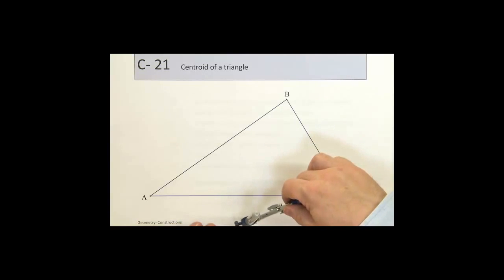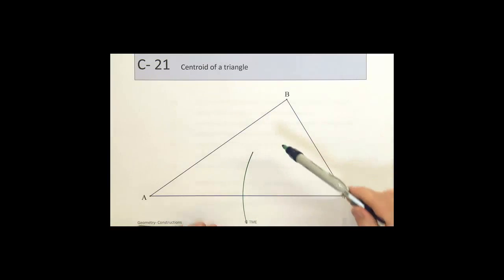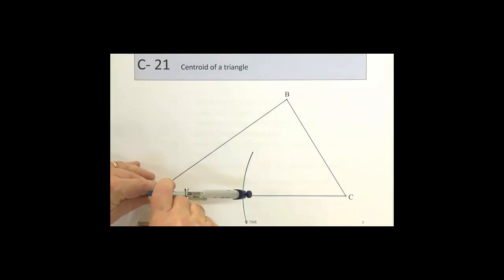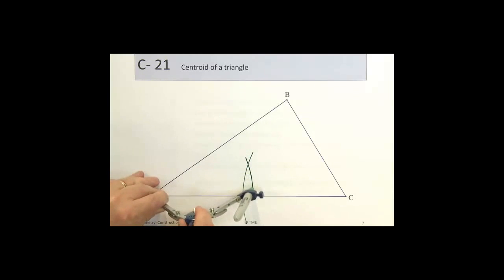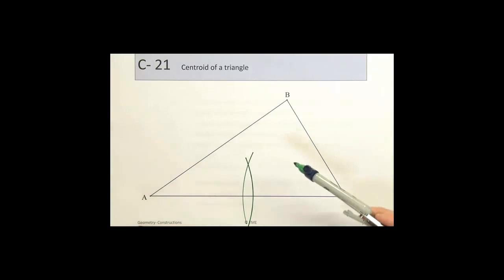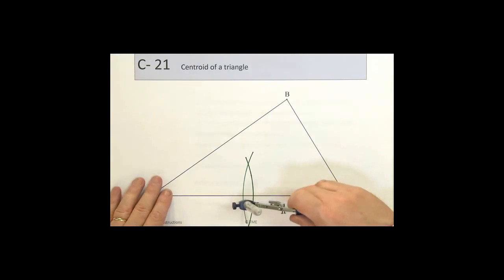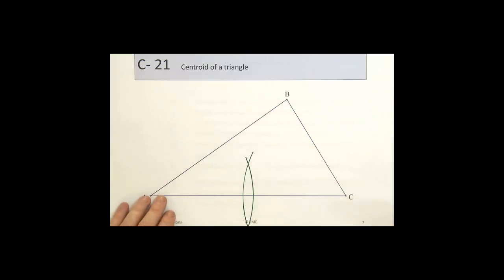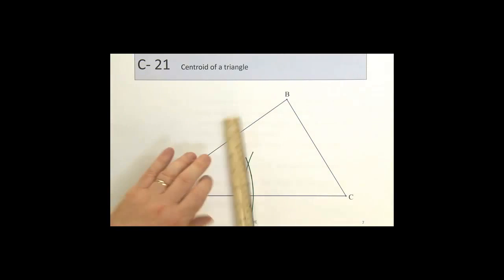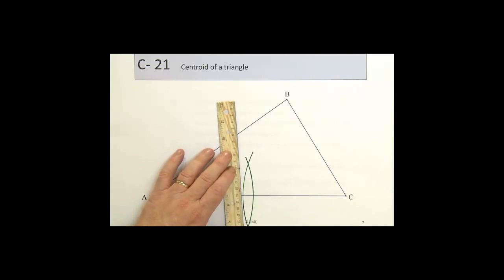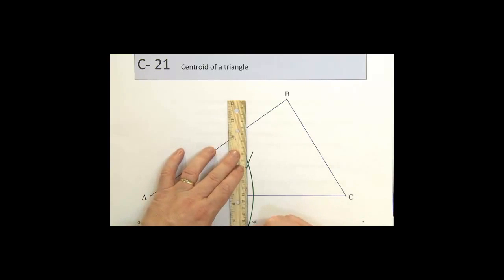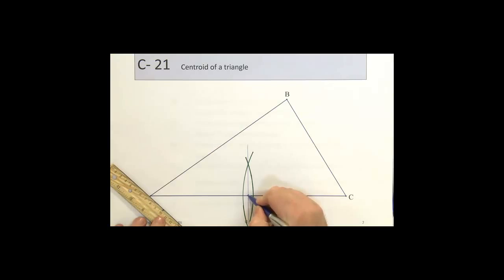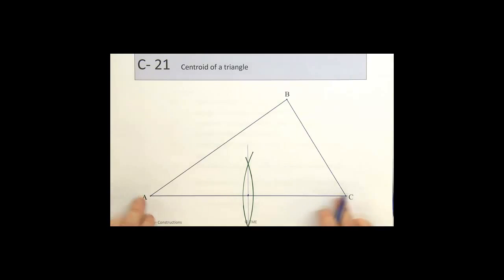and construct an arc. And the same from A, using the same radius. And I can see that it crosses in 2 points there. If I join those two together with a construction line, I can find the center point at which AC is subdivided.